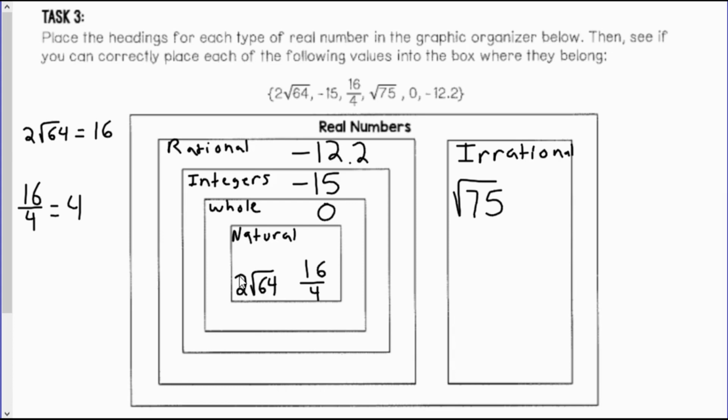So this is how I would classify all these numbers. My natural numbers are 2 root 64 and 16 over 4. Notice that if you're a natural number, you're also a whole number, you're also an integer, and you're also a rational number. My set of whole numbers was 2 root 64, 16 over 4, and 0. Then my set of integers was 2 root 64, 16 over 4, 0, and negative 15. My set of rational numbers was 2 root 64, 16 over 4, 0, negative 15, and negative 12.2. And lastly, the only irrational number that we had was the square root of 75.